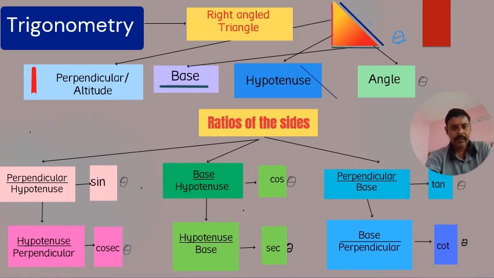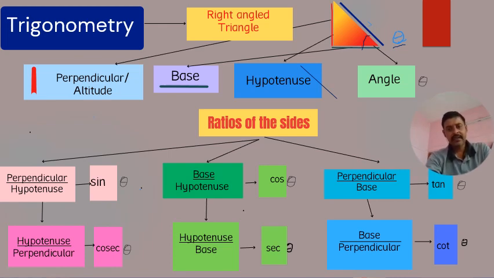So this is a right angle triangle. Here, this is the red line. This vertical line is known as the perpendicular or altitude, this horizontal line is known as the base, and this slanted line is known as the hypotenuse, as you have learned in previous classes. And this angle, which we are taking into account, is known as angle theta or base angle. We use the term theta to denote this angle.